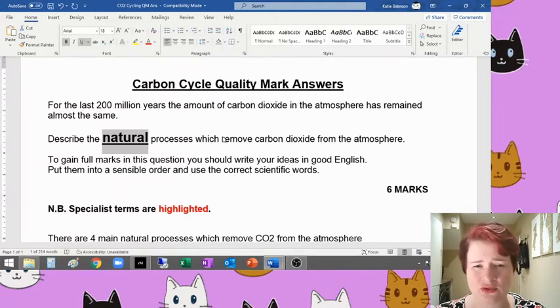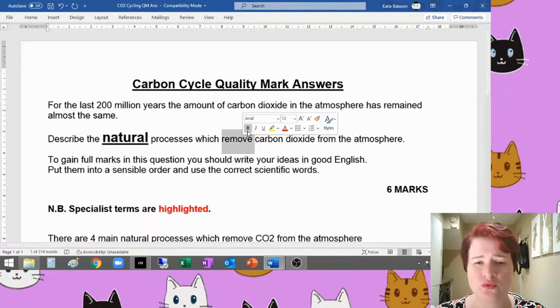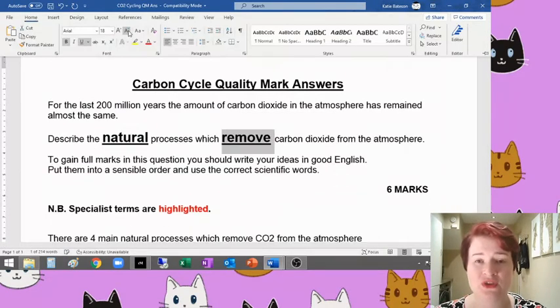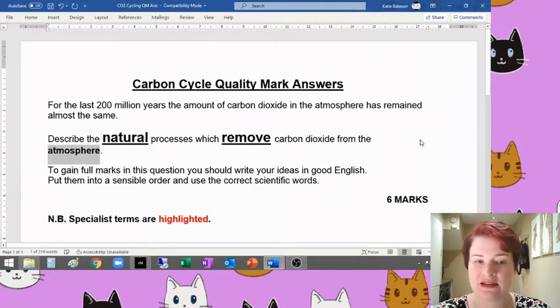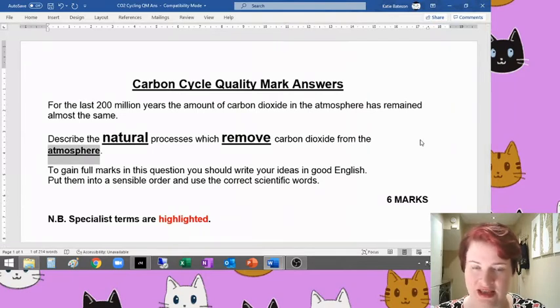The second bit I want to draw your attention to is remove carbon dioxide. So we're looking for processes that are actively taking it away from the atmosphere. Maybe put that in bold as well. So it's taking it away specifically from the atmosphere, not giving it to the atmosphere. So lots of you that I saw in the webinar, you were saying, oh, what about respiration? Respiration releases carbon dioxide to the atmosphere. This is looking for natural processes which remove it from the atmosphere.